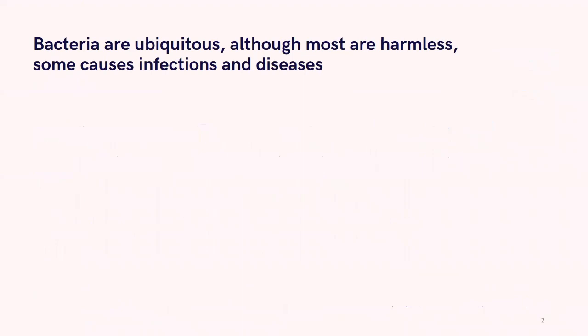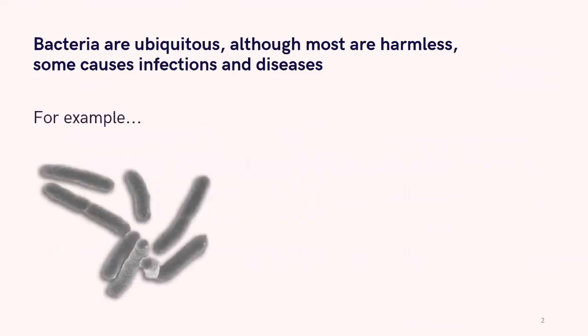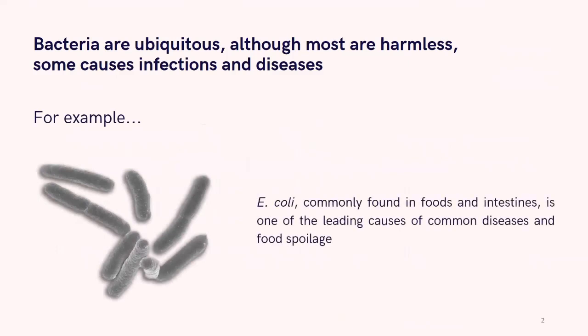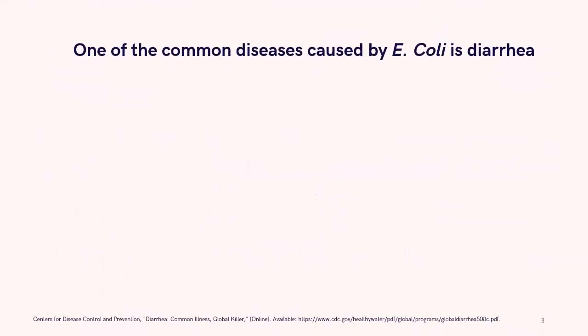Bacteria are ubiquitous, meaning that they are everywhere. Although most are harmless, some cause infections and diseases. For example, E. coli, commonly found in foods and intestines, is one of the leading causes of common diseases and food spoilage. One of the common diseases caused by E. coli is diarrhea.